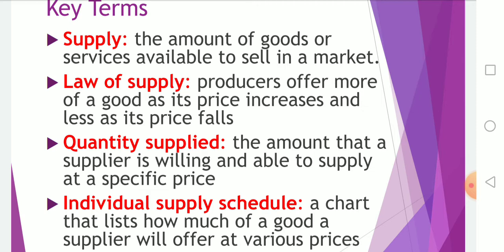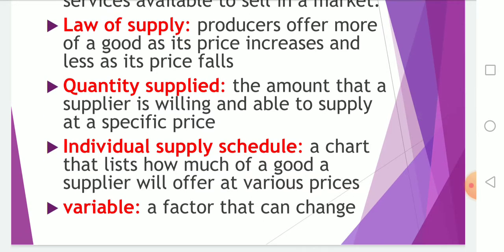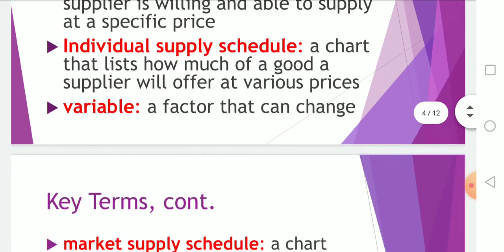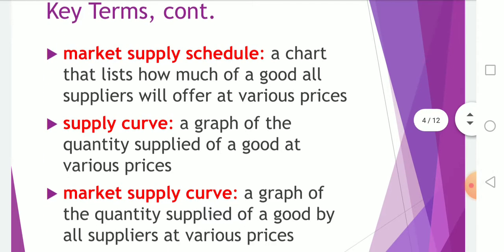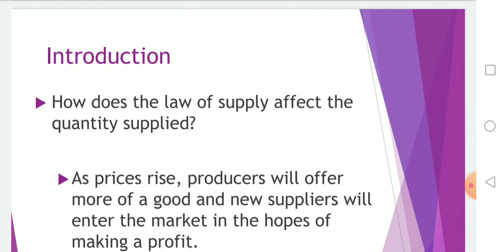The law of supply is very easy. Producers offer more of a good as its price increases, of course, and less as its price falls. So I have here a direct relationship. Quantity supplied: the amount that the supplier is willing and able to supply at a specific price. Individual supply schedule: the chart that lists how much of a good a supplier will offer at various prices. Market supply schedule, supply curve, and market supply curve, that's what we will see now.